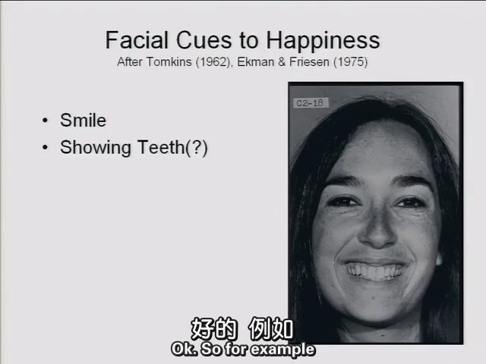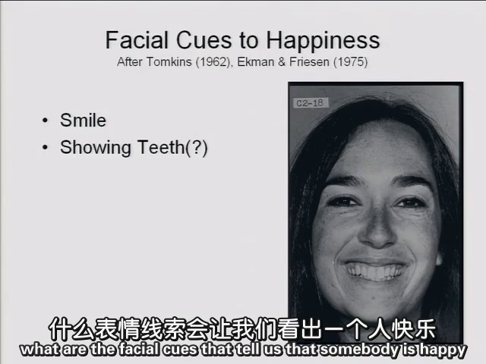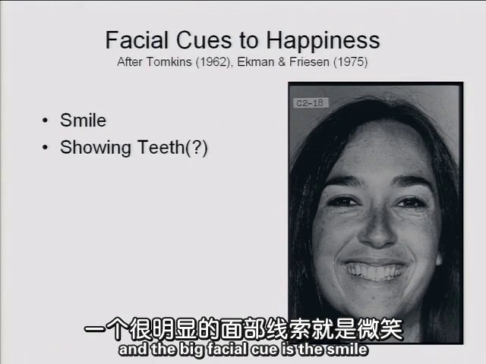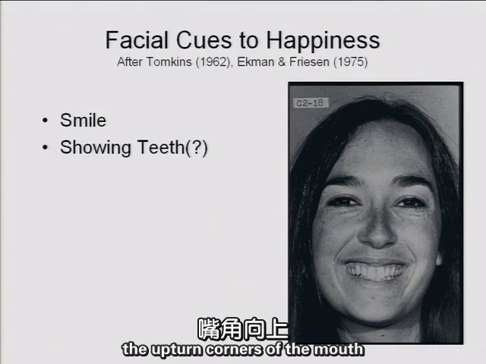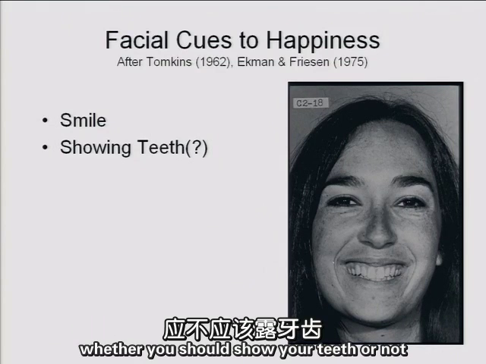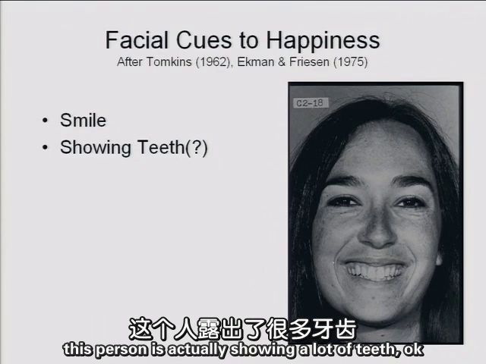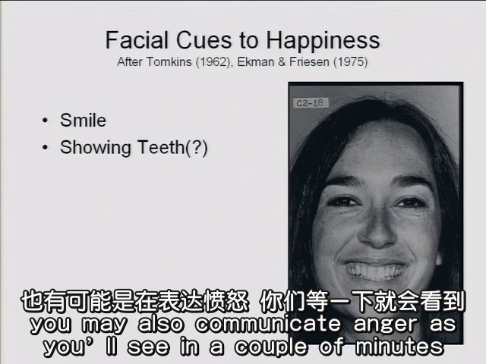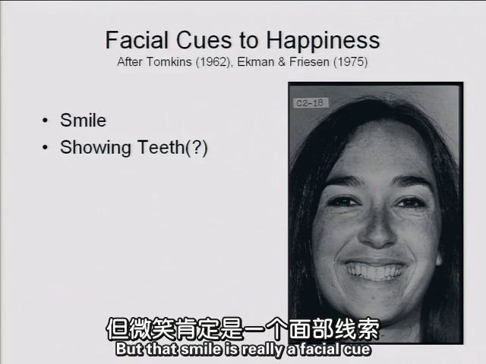emotions. Okay, so for example, what are the facial cues that tell us that somebody's happy? Well, that's clearly a happy face, okay? And the big facial cue is the smile, the upturned corners of the mouth. There's some debate in the literature about whether you should show your teeth or not. This person is actually showing a lot of teeth, okay? But when you show teeth, you may also communicate anger, as you'll see in a couple of minutes. But that smile is really a facial cue.